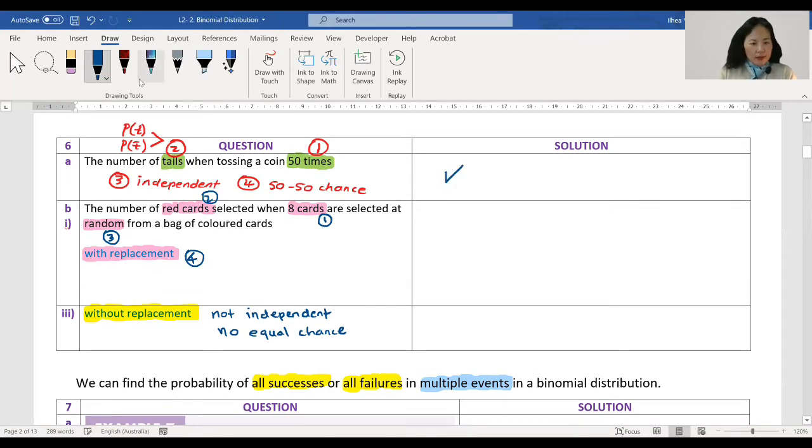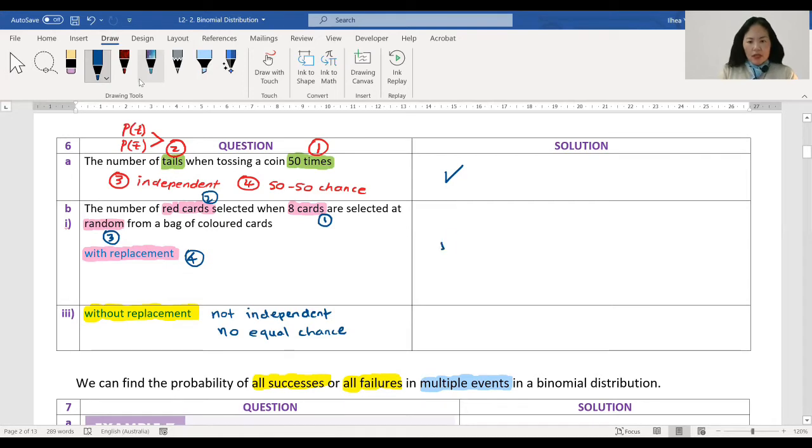And the second one, the number of red cards. Okay, so that's an indication of the second property. Two outcomes, red or no red. And then there's 8 cards, so it's fixed. And the random selection is giving us the independence. It's not relying on a previous event. And also the last one is with replacement. So because you keep putting it back, you will have the same probability.